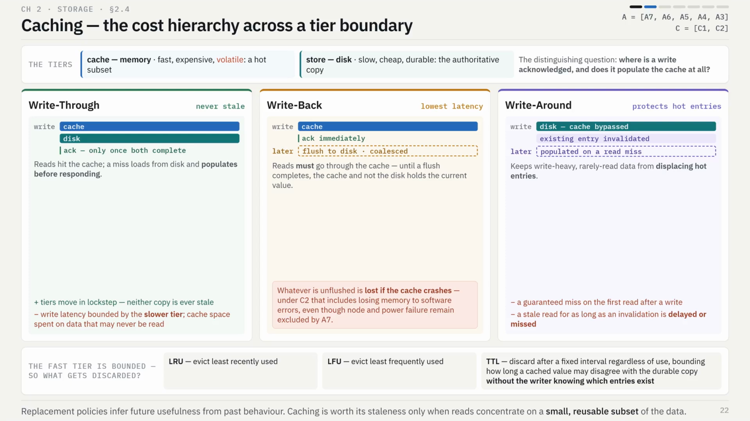And because the fast tier is bounded, every strategy additionally needs a policy for deciding what to discard. Replacement policies infer future usefulness from past behavior, evicting the least recently used entry or the least frequently used entry. A time to live, by contrast, discards an entry after a fixed interval regardless of use. That bounds how long a cached value may disagree with the durable copy, wherever the two can diverge at all, and it does so without requiring the writer to know which entries exist in the first place.